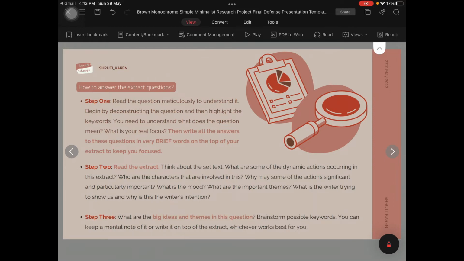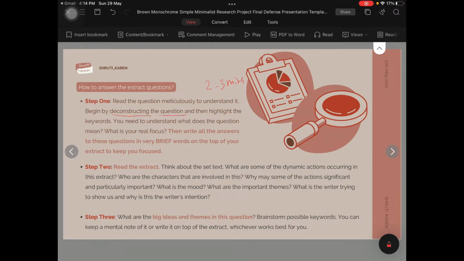So step 1 is always the idea of reading the question meticulously. What do I mean by this? It's always important to take your time, read the question, and spend as much time as you need, about 2 to 3 minutes, on reading the question and understanding if it fits your strengths and if you'd be able to answer this accurately. So you have to begin by deconstructing the question.